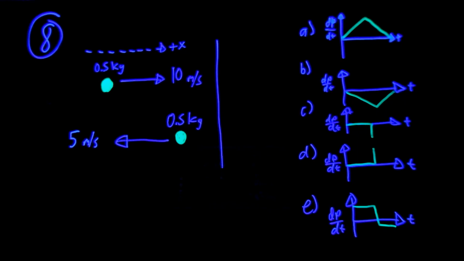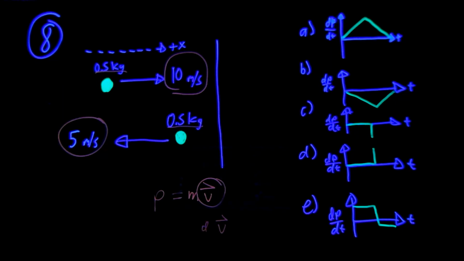Well, according to your formula sheet, little p, which is known as momentum, is equal to mass times velocity. Since the mass of the ball does not change, staying constant at 0.5 kilograms, the only thing that changes would be the velocity, which changes from 10 meters per second to 5 meters per second. The derivative of velocity, as we said earlier, is acceleration.